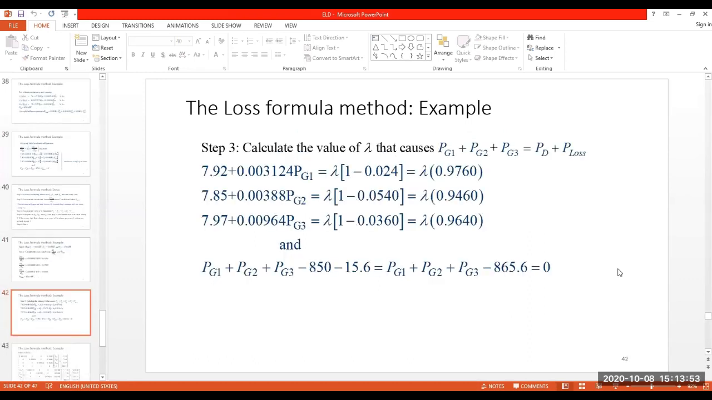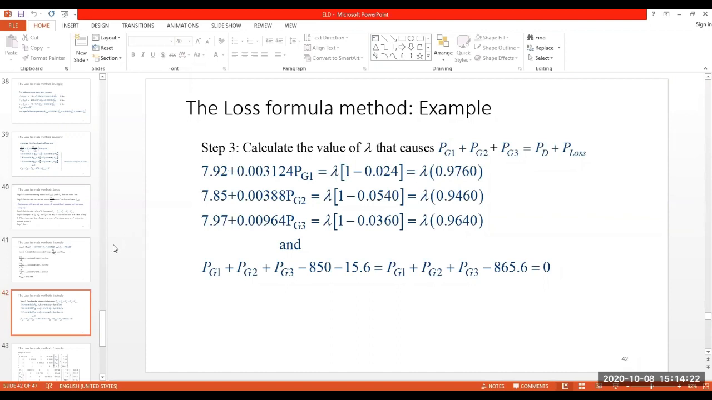Now we go to step number 3. Remember, now we have to incorporate the losses in this equality expression. It is no more summation of PGi equals PD. Now we have some information of P_loss, although not 100% correct, but we have some value. So we will put it, and we will try to get the updated values for PG1, PG2, PG3, as well as the value of lambda.